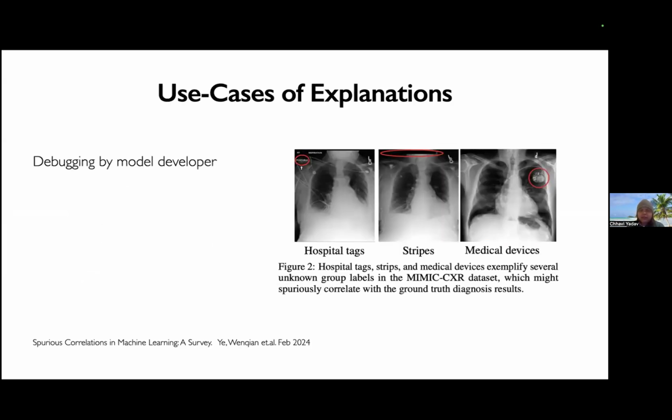And there are multiple use cases of explanations, the most popular one being debugging by model developers. Model developers can find spurious correlations, for example, that are being used by the model to make predictions. In this paper, they found that the model used things like text on the x-rays to make predictions about classifying the image as disease or benign.